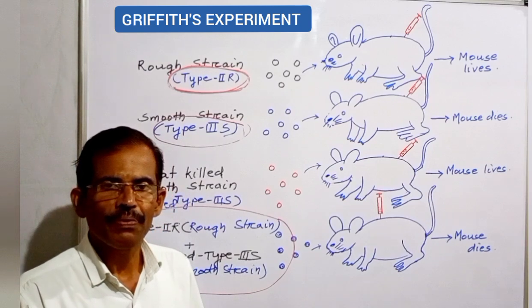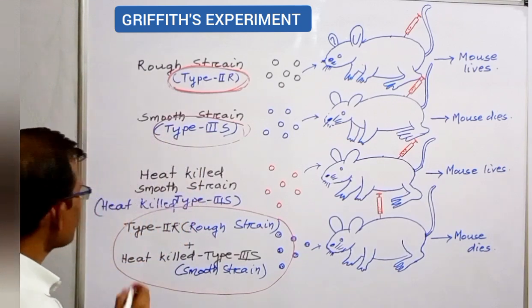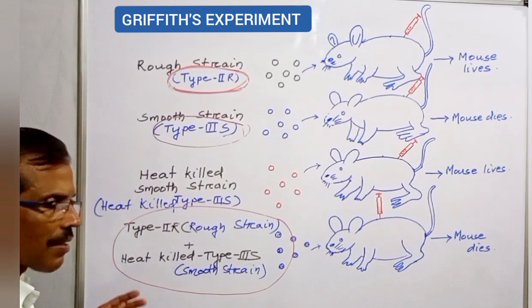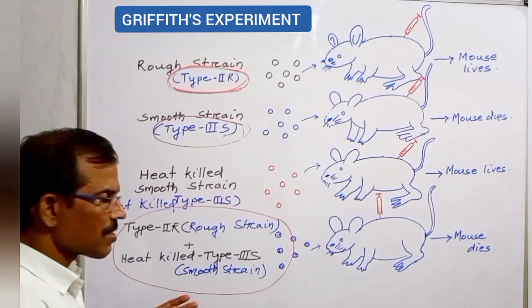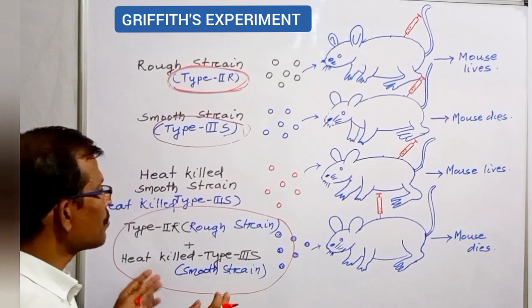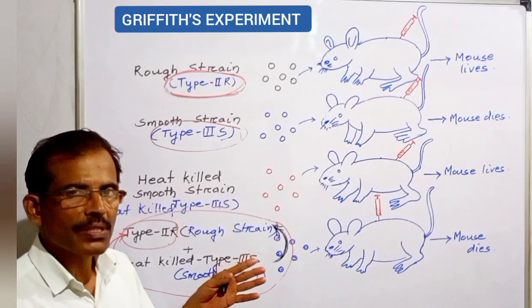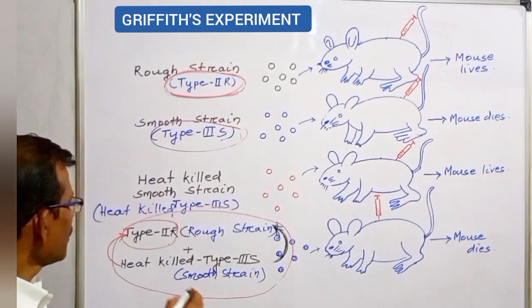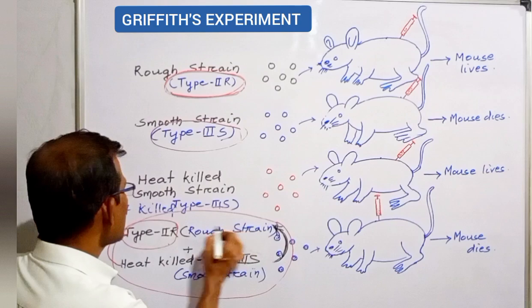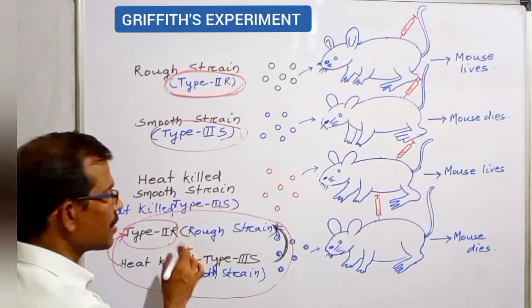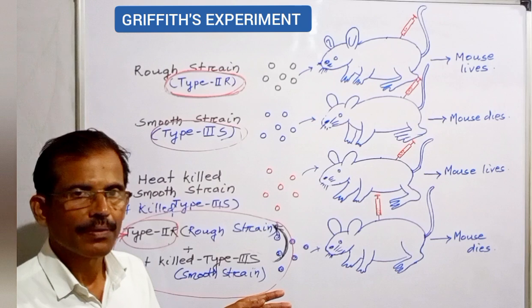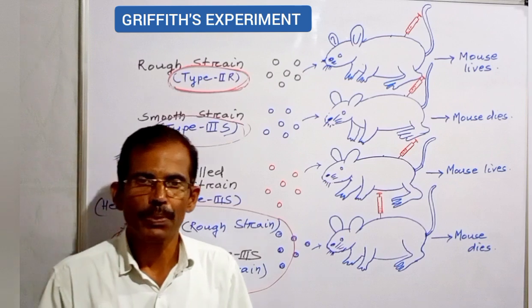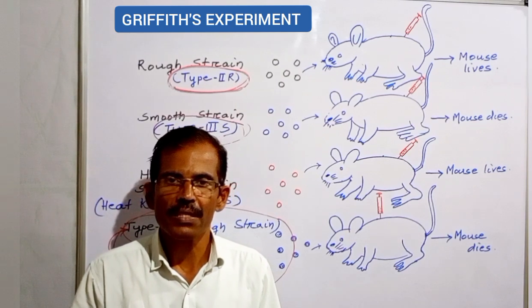Based on this finding, Griffith concluded that type 2R bacteria was transformed into lethal type 3S bacteria by a transforming principle which was somehow a part of the heat-killed type 3S bacteria. So this is the process of transformation, by which a specific component has moved from heat-killed type 3S bacteria to type 2R strain, converting it into lethal type 3S bacteria. But Griffith was not able to identify the exact nature of the transforming principle. Now we know that it is DNA.